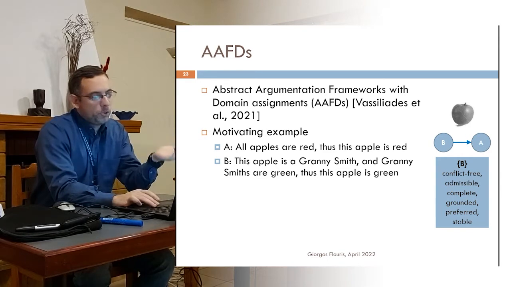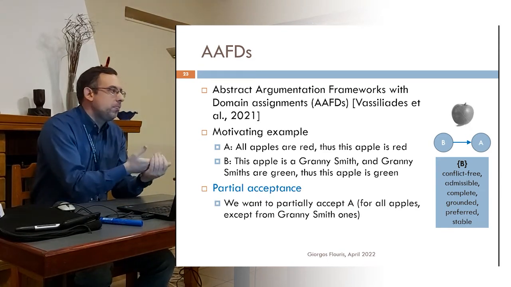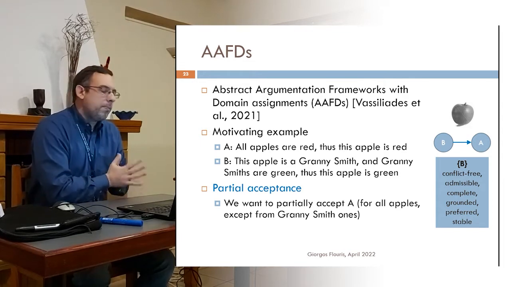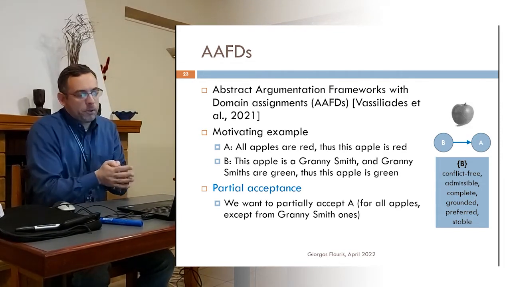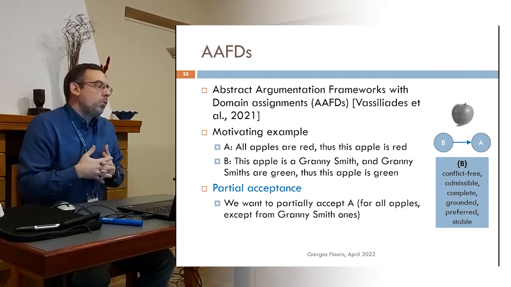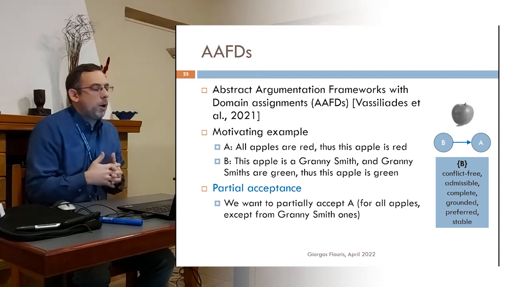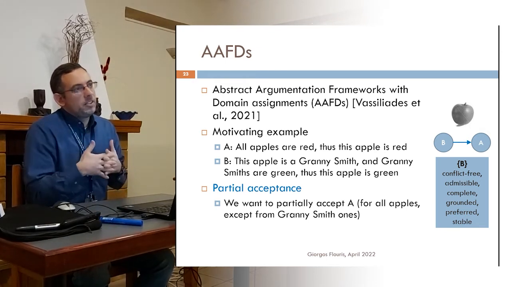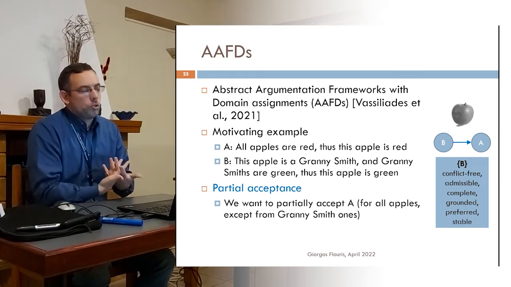However, there is a problem with that because A, in principle, is correct. I mean, it's not a bad argument. However, maybe it doesn't apply for this particular apple. Maybe it applies for many other apples, but not for this particular one. And what we would like to say here is to somehow partially accept A. Partially accept in the sense of allowing exceptions.